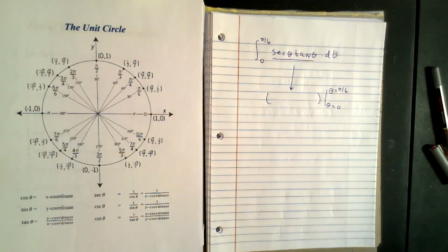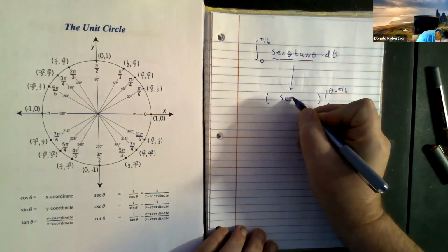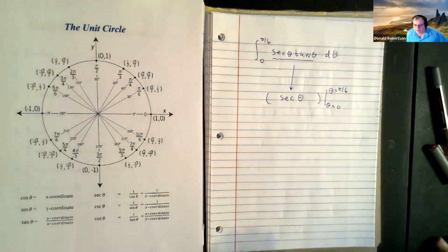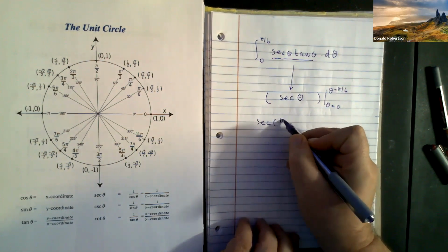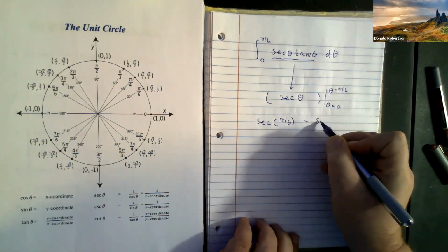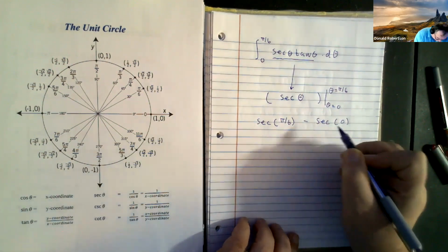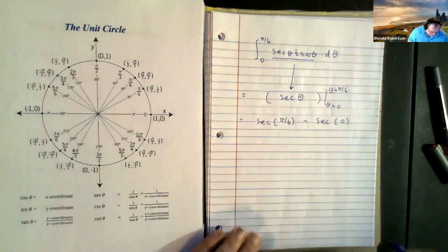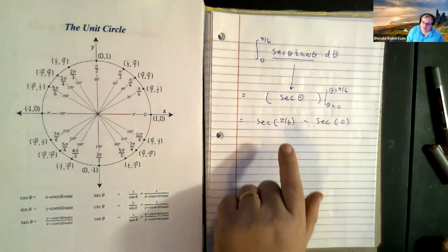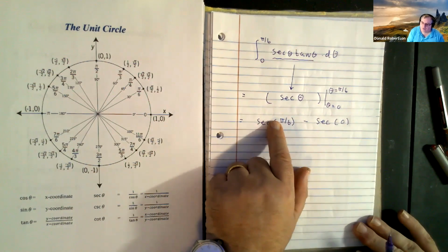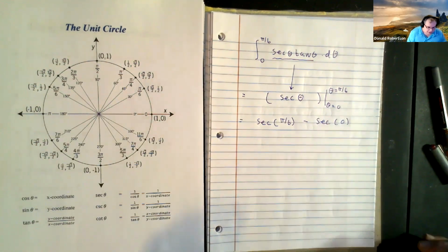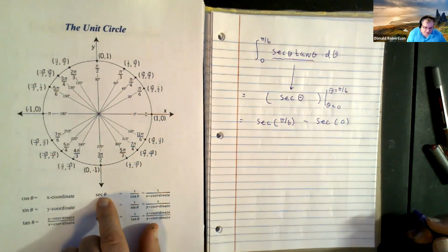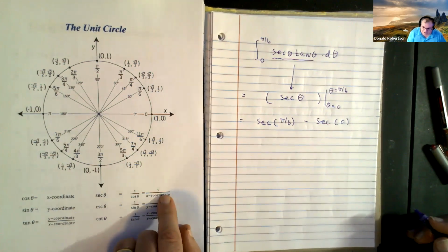Secant x. Well done. And the only change I'll make is they're calling it theta, so secant theta, but you're right. Now that becomes the secant of pi upon 6, take away the secant of 0. So you might get all the way to here, and then you kind of fall at the last hurdle, because that's not the answer. We need to find out what these are equal to, and we need to use our unit circle.